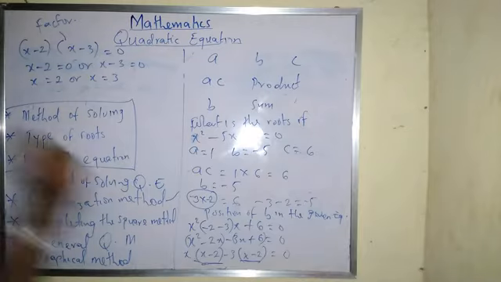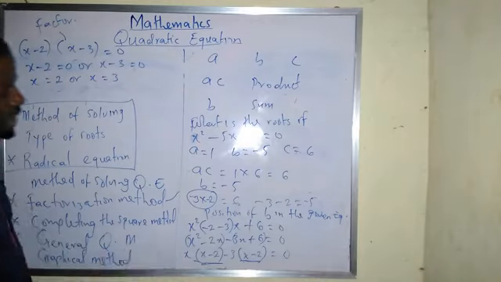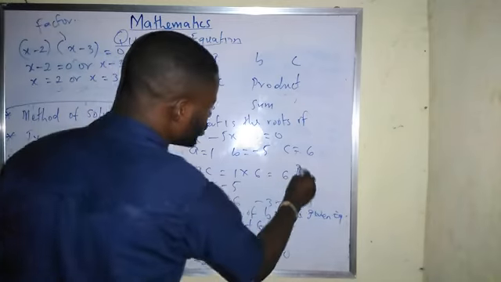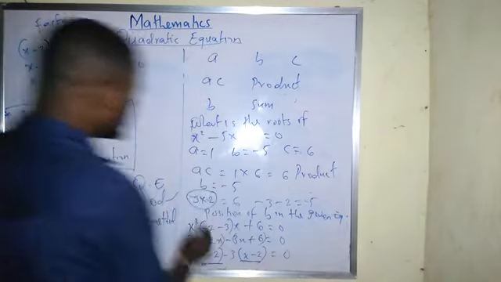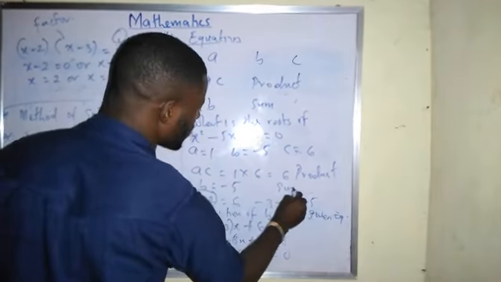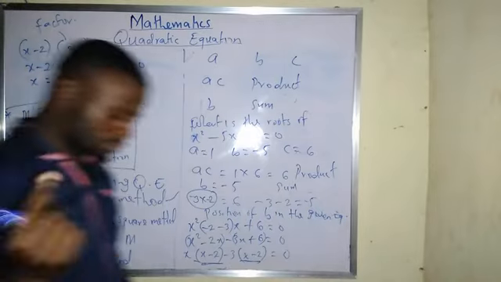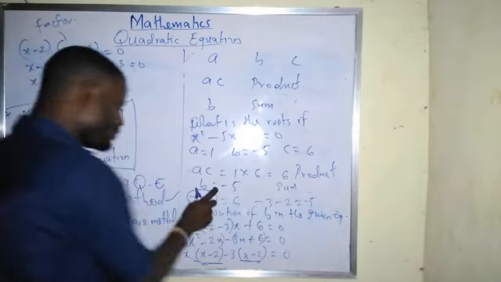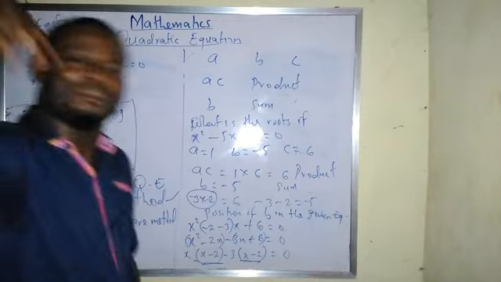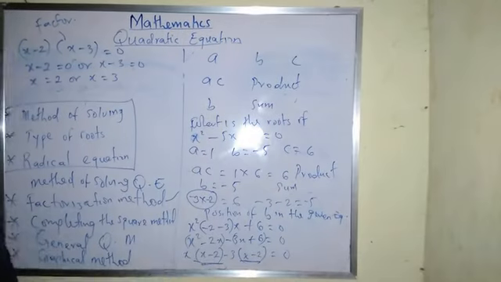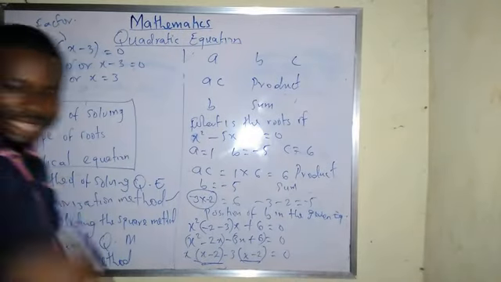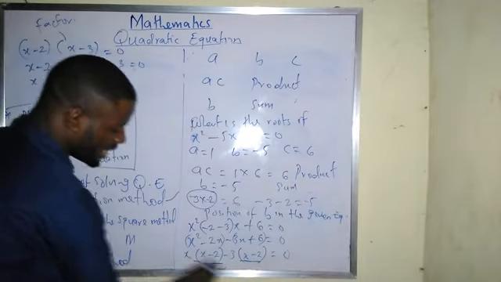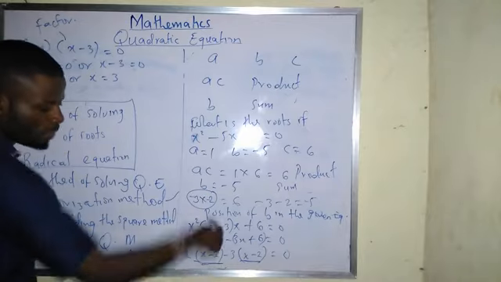Don't forget, indicate a, b, c. Secondly, ac we call the product, and b itself we call the sum. Two numbers that you multiply together give you ac, and the same numbers you add give you b. Those numbers will represent the position of b, and you now do this. When you are checking your work, when you open the brackets, you must return to where you are coming from.